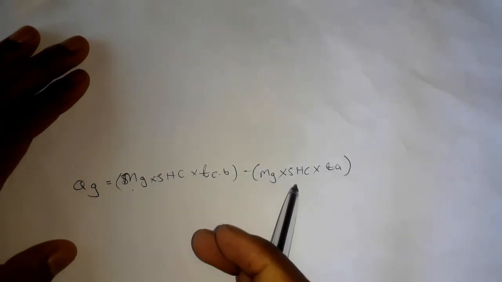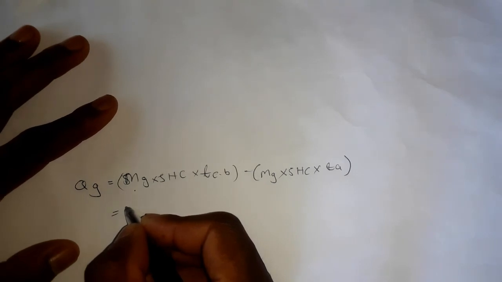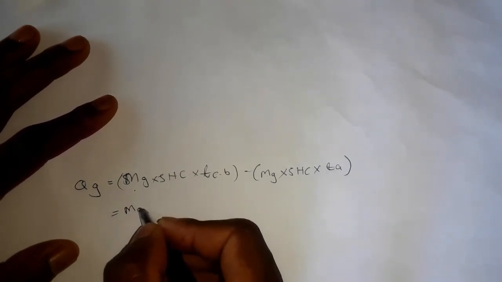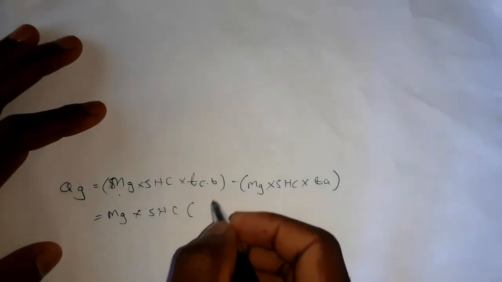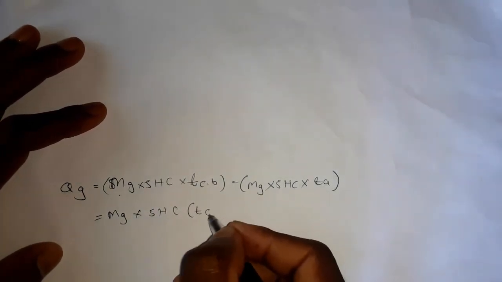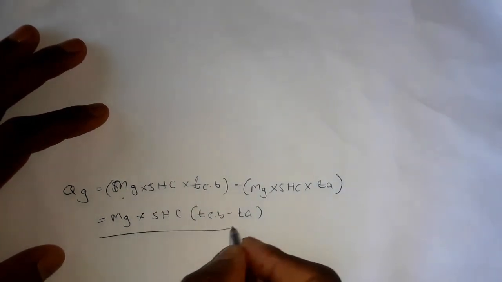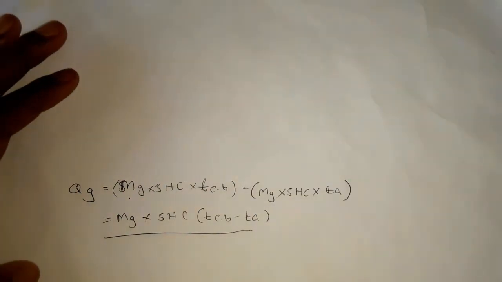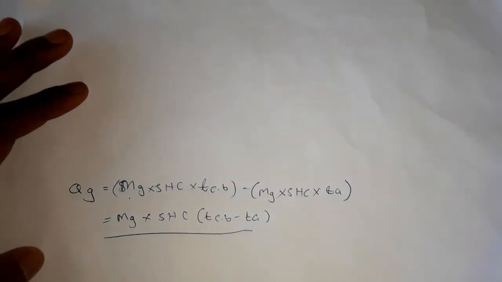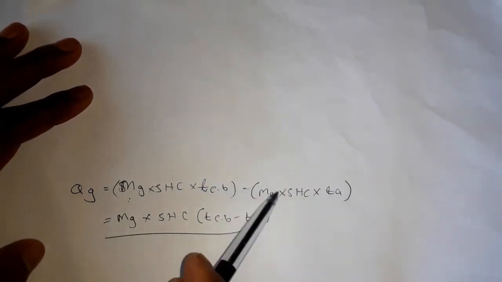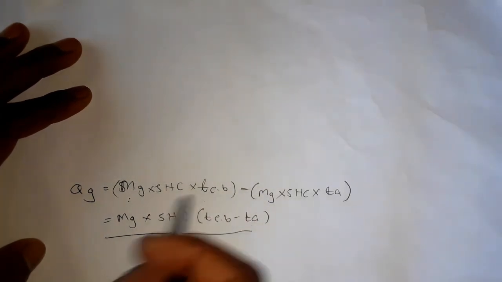The mass and the specific heat capacity are the same. We're going to take them as common, which will give us a formula that says mg times the specific heat capacity in bracket, the temperature at the chimney base minus the atmospheric temperature. This is the formula that we're going to use to calculate the heat energy that went out with the dry gases. This is the heat energy at the chimney base, and this is the heat energy of the gas after being released to the atmosphere.